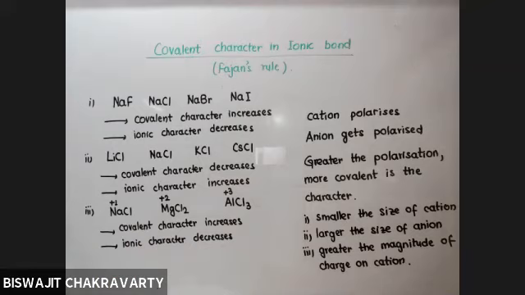Okay. So Fajans rule of polarizability helps us to understand the covalent character in ionic bond. So simply follow the three rules. Smaller the size of cation, greater the size of anion, and larger the magnitude of charge on the cation, more is the covalent character and lesser is the ionic character. And with the help of this, we can compare the covalent and ionic character in different molecules. Hope it is clear to everyone. Yes, sir. Okay, fine.